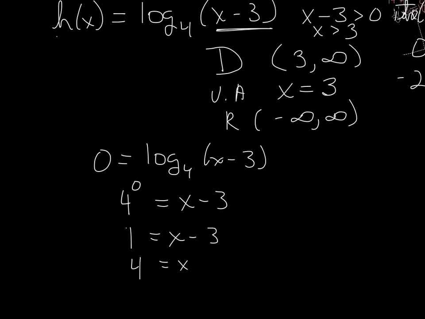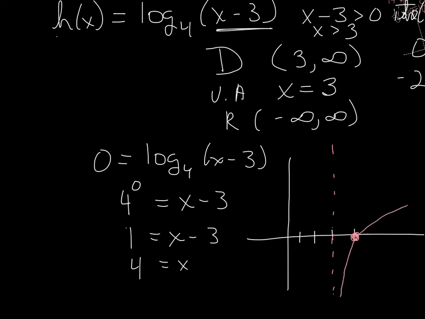So if we're going to graph this function, we know that we have an asymptote at x equals 3. We're going to cross the x-axis at 4, and so the graph would look like this. So if we can find the domain, the asymptotes, the range is going to stay the same, and the intercepts, then it's pretty easy for us to graph.